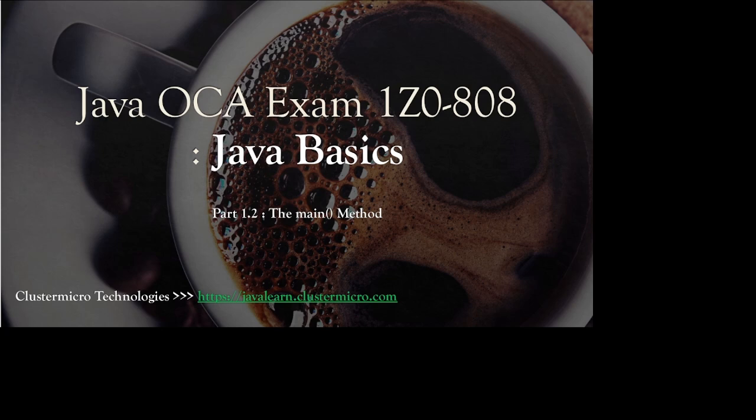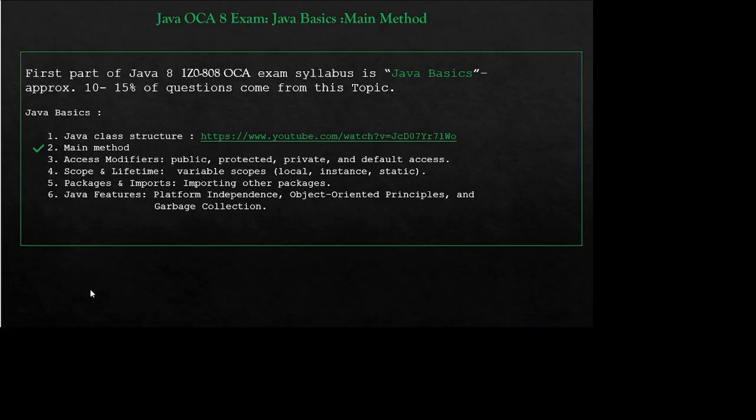Let's go forward to the second slide. As you see in the exam, in Java Basics, we have already covered Java class structure, for which the YouTube video is available. Then we are going to cover the main method now. We are also going to cover access modifiers, scope and lifetime, packages and imports, Java features, etc. in later videos. So why main matters?